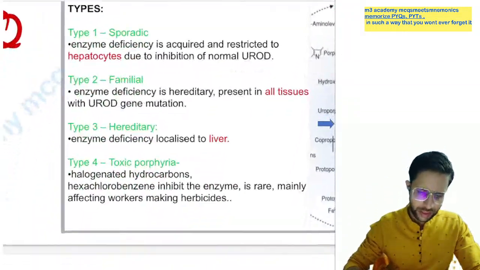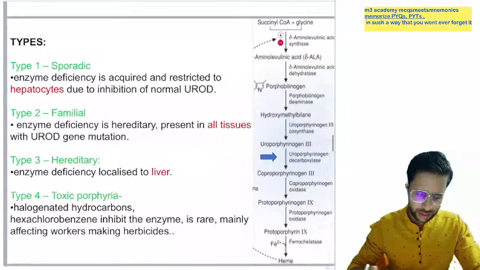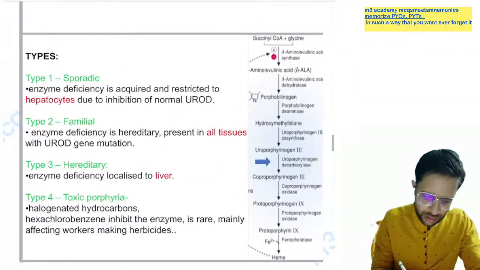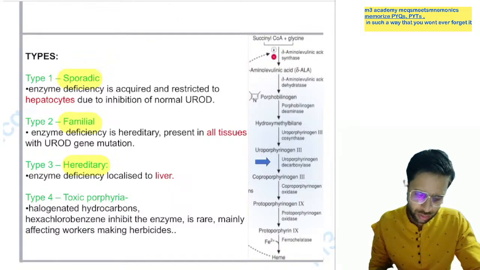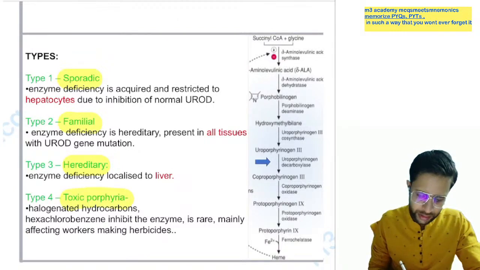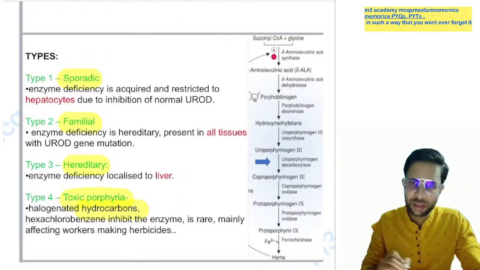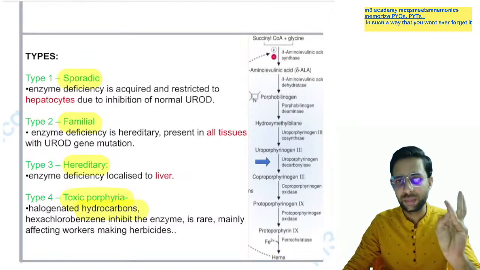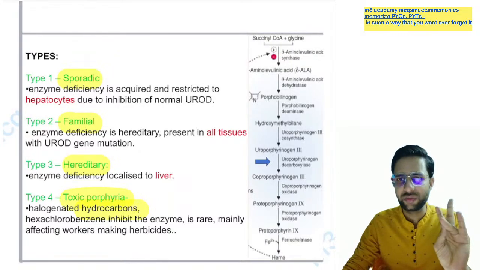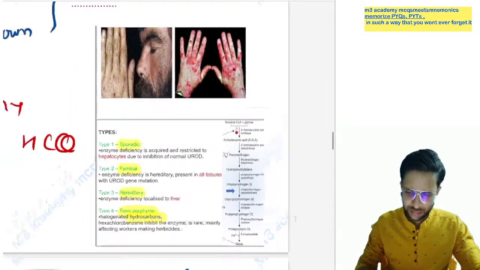Now, types of Porphyria cutanea tarda. So type 1 is sporadic, type 2 is familial, meaning autosomal dominant, type 3 is also hereditary, and type 4 is a toxic porphyria caused by halogenated hydrocarbons, or you can say C4. C4 is carbon, halogenated hydrocarbon. It is also related to hepatitis C and hepatitis B.